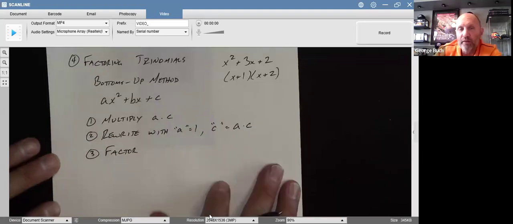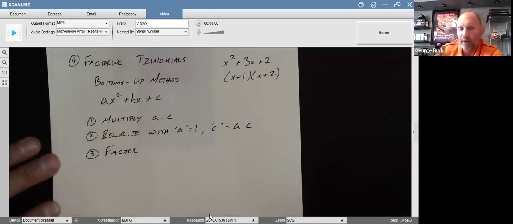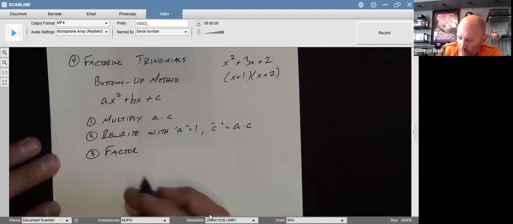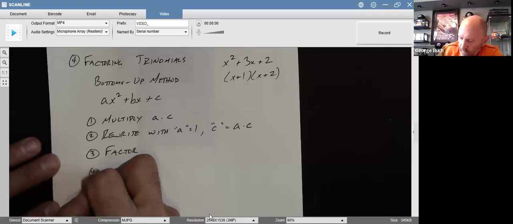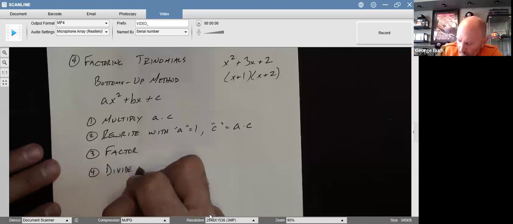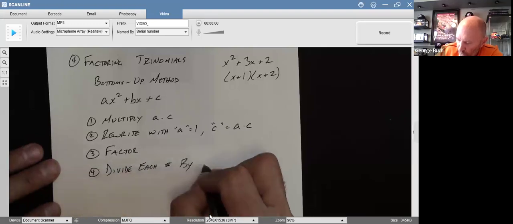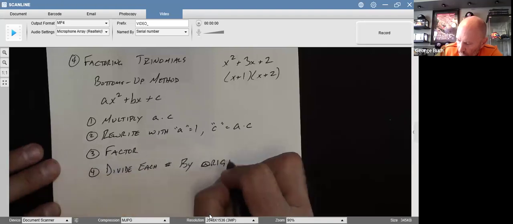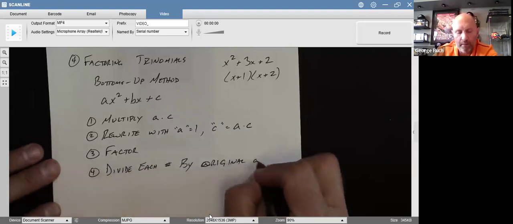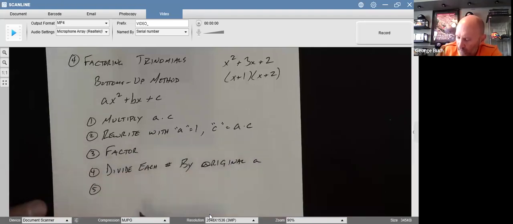This is where people think they're done. That's not it. We've only factored the new quadratic that we created, but we have to get back to our original. So what we're going to do from there is divide each number by our original a. Once we do that, simplify the fraction if possible.